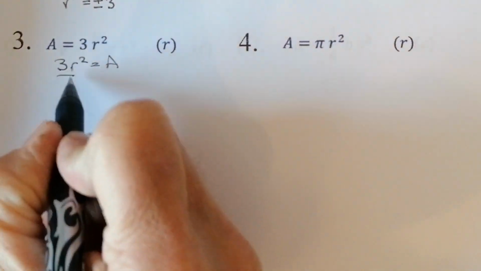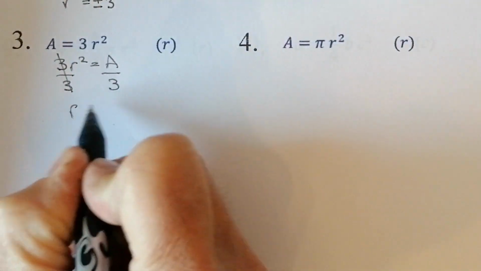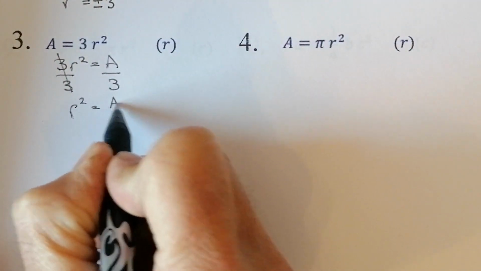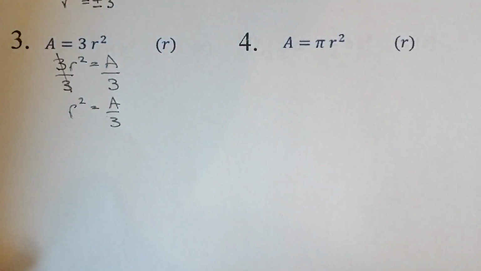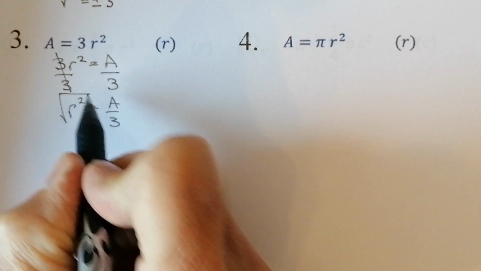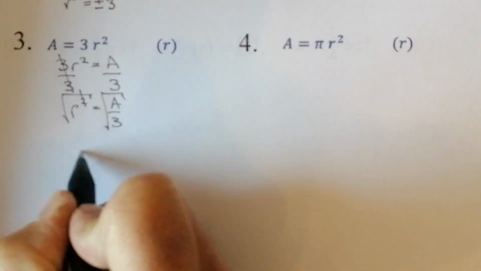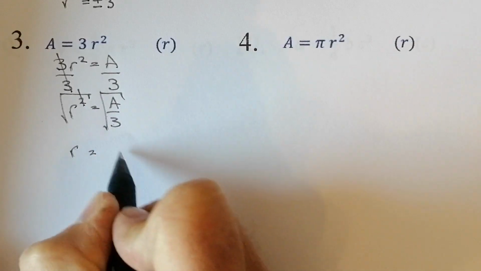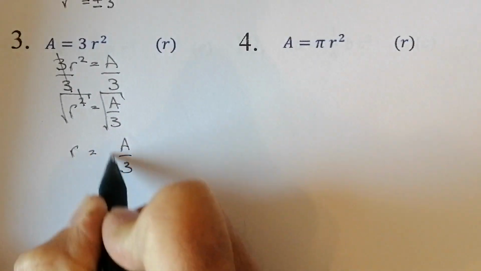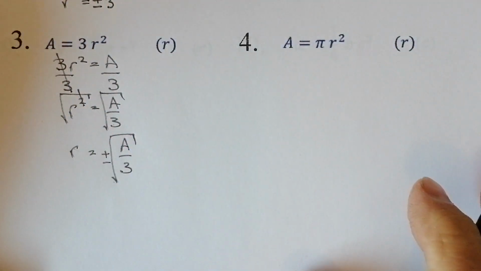Don't want 3 there, so what I'll do is divide by 3 on both sides, cancel them out because they'll be eliminated, and that'll leave me with a all over 3. It's not r squared I'm after, it's r on its own, so I'll take the square root of both sides. Okay, that would leave me with r is equal to the square root of a over 3, square root over everything, positive negative answer.